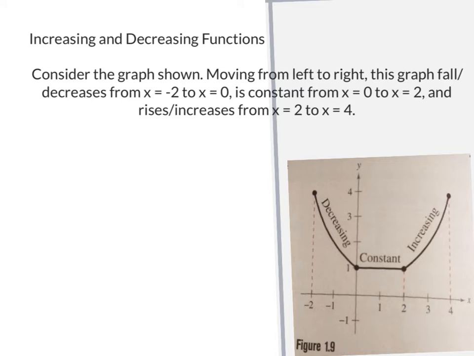So let's talk about increasing and decreasing. It says, consider the graph shown. Moving from left to right, this graph falls or decreases from x equals -2 to x equals 0. It's constant from x equals 0 to x equals 2. And it rises or increases from x equals 2 to x equals 4. So we'll talk more, but essentially the main thing that you need to understand is we always read a graph from left to right.